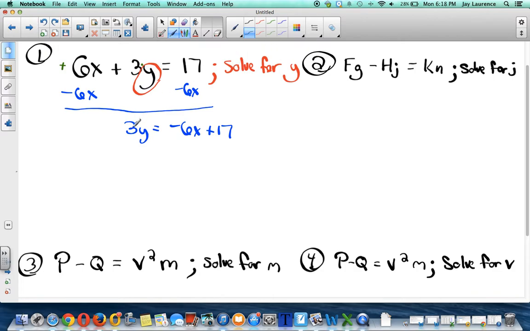Okay, now the 3 is attached to y by multiplication, so I'm going to divide by 3, and I've got to do it in all 3 places. When I do that, the 3's will cancel. I'll get y equals negative 2x, and then it's okay to go mixed number here, and so I will.